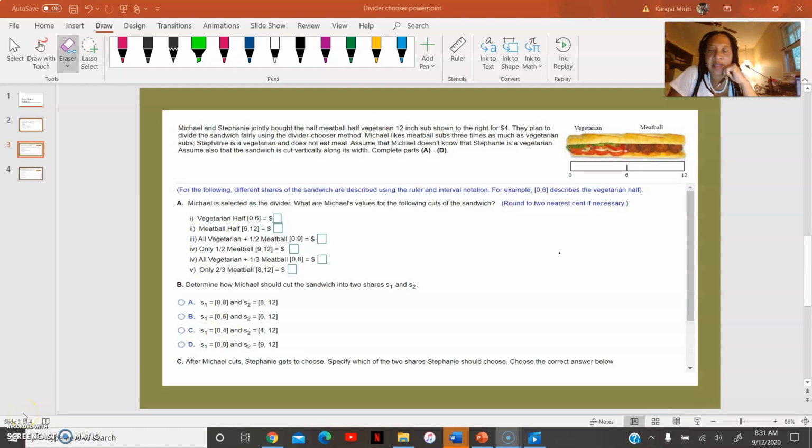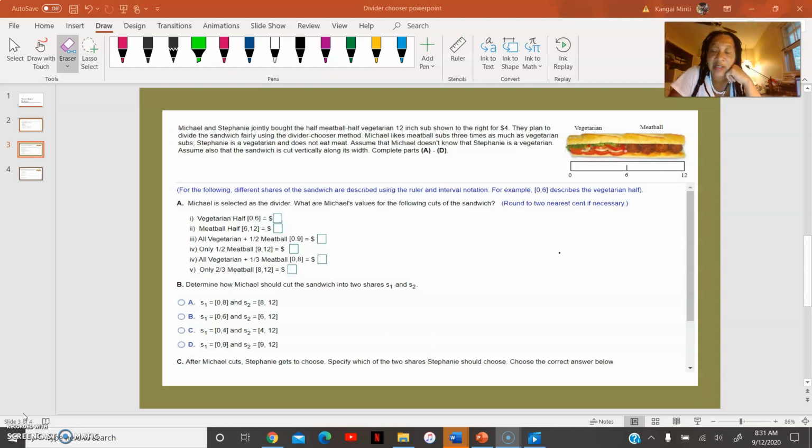So here's another example like you might see in homework. Michael and Stephanie jointly bought the half meatball, half vegetarian 12-inch sub shown to the right for $4. They plan to divide the sandwich fairly using the divider-chooser method. Michael likes meatball subs 3 times as much as vegetarian subs.